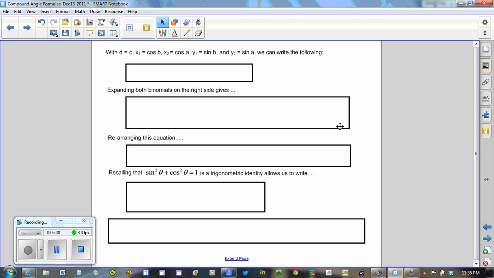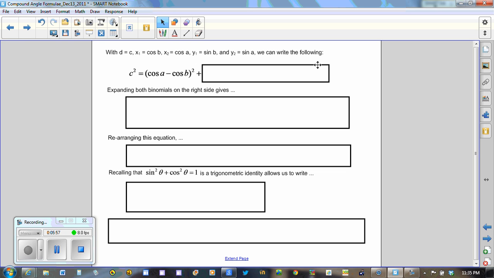Moving along with our proof, let's do the following. The diagram had D as our C. Let's call x1 cos B, x2 cos A, y1 will be sine B, and y2 is sine A. Now because of that, we'll just do a substitution. Where we get x's and y's, we will put in the corresponding cosines and sines.